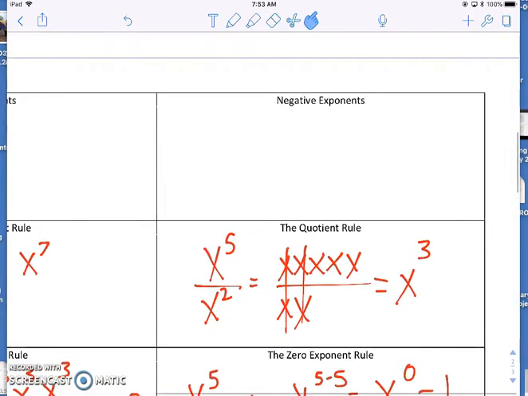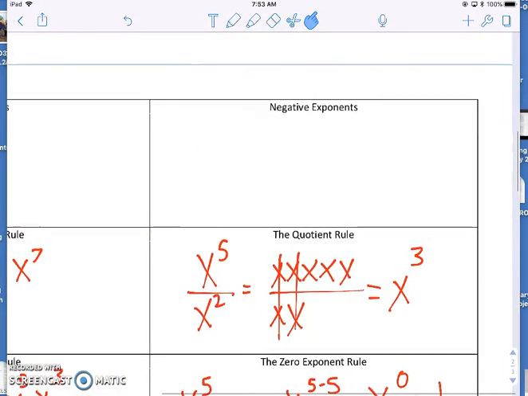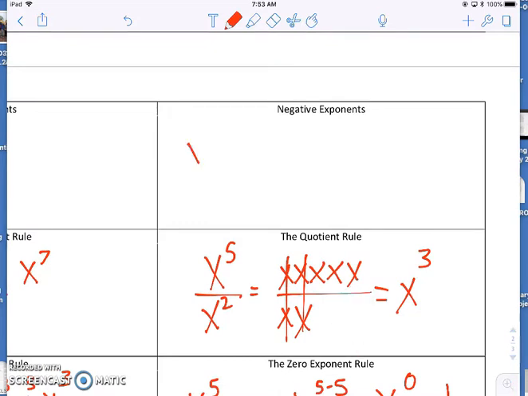And I realize we forgot negative exponents. If we had x to the negative 5, this is 1 over x to the power of 5. And it works on the denominators too. If we had 1 over x to the negative 5th, it goes to the other side of the fraction. So this is just positive x to the 5th.